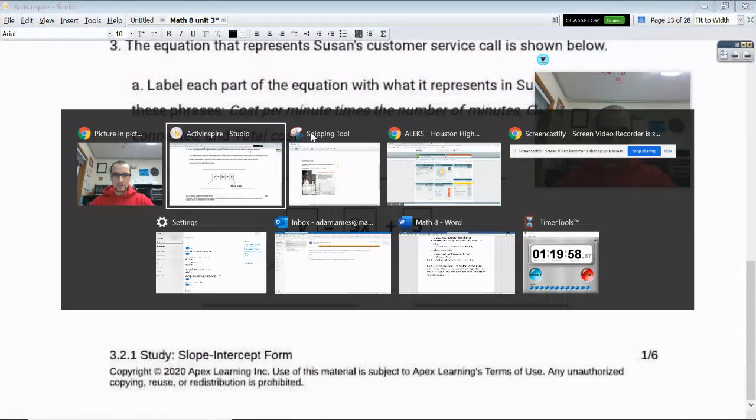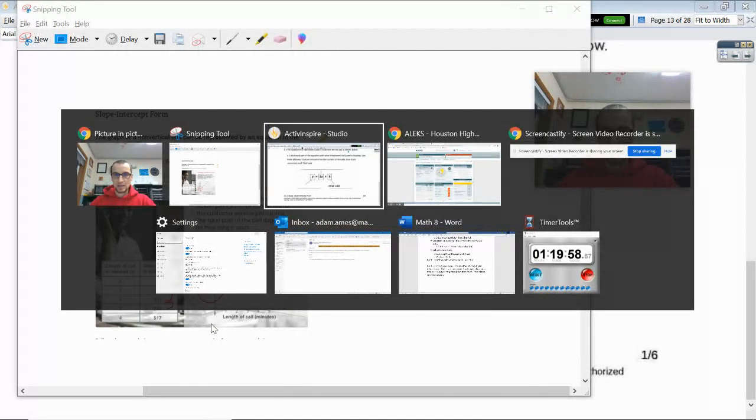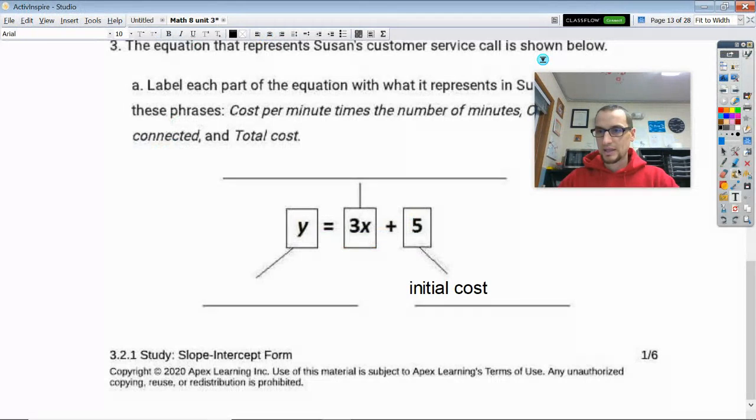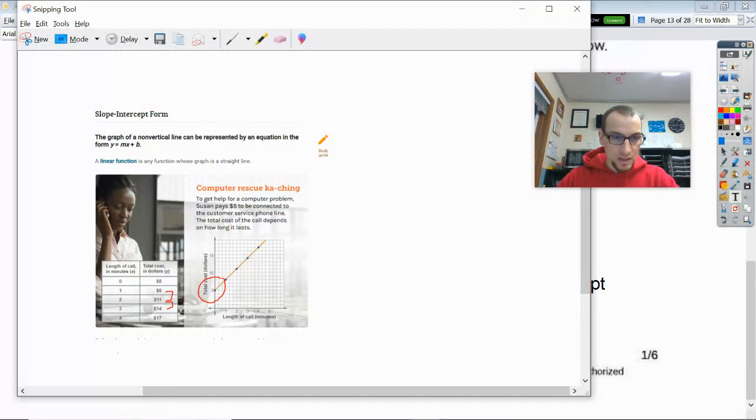And then on the graph here, we saw that it was going up $3 each, right? For each minute. So $5 just to get started with the phone call, and then $3 each minute. So we've got to come back here. And that tells us that $3 is the cost per minute. And this is also known as the slope. And the initial cost is the same thing as the y-intercept. So the y value is the total cost.